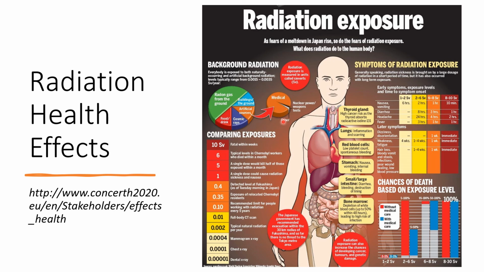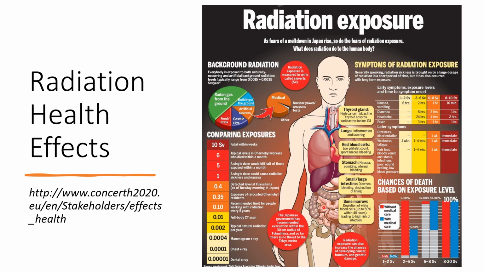Radiation exposure is measured in units called sieverts. This is a chart we use when comparing exposures. These are for dental x-rays, chest x-rays, mammograms, and the fatal dose, where death occurs within weeks if you are exposed. If you recall the Chernobyl accident, this is the typical level, level 6, in Chernobyl workers who died within a month. They were exposed for a very long time, and that is very harmful.